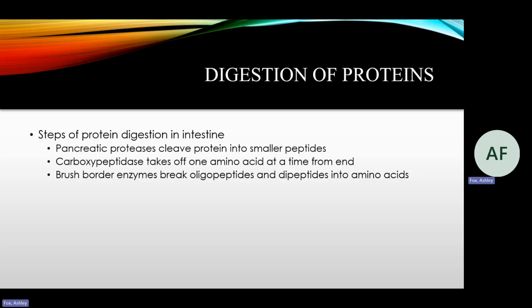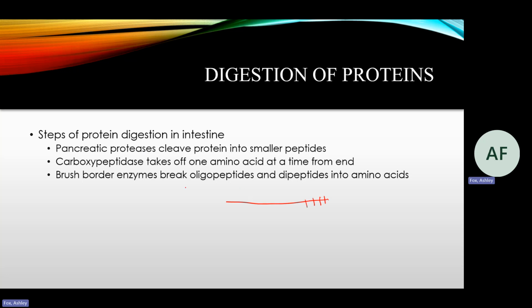Now we've gone from the stomach into the small intestine, and we add pancreatic proteases. These -ases are going to break down proteins into smaller peptides. Carboxypeptidase is a pancreatic protease, and it's going to chop one amino acid at a time from the end of the chain. It's just going to chop the ends slowly, chop, chop, chop, chop.